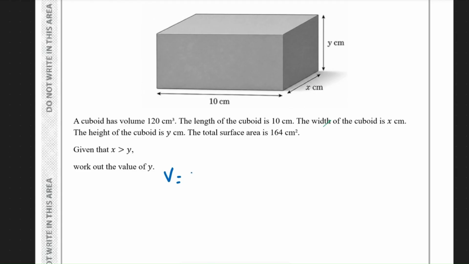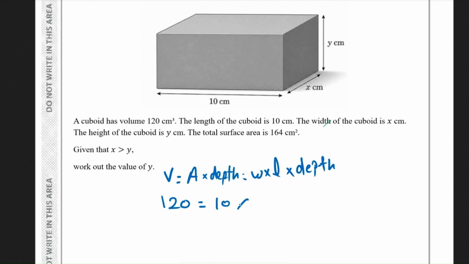times depth, isn't it? So area here times depth, or we can say width times length, which is the area, times depth. So with all the given dimensions, volume is 120 centimeter cube, equal to width, which is x, times 10 times y, so 10xy. So from this, if I want the value of x times y, I need to bring 10 over to the other side as divide. If it's times, go to the other side as divide.